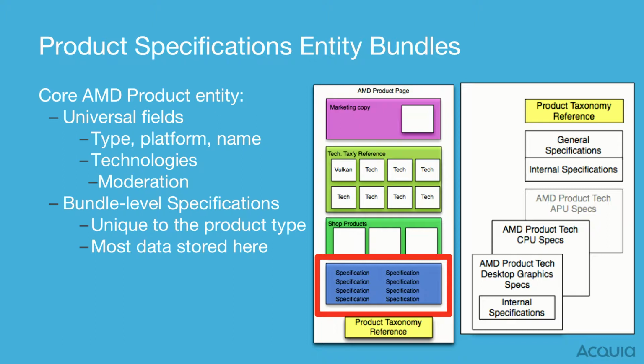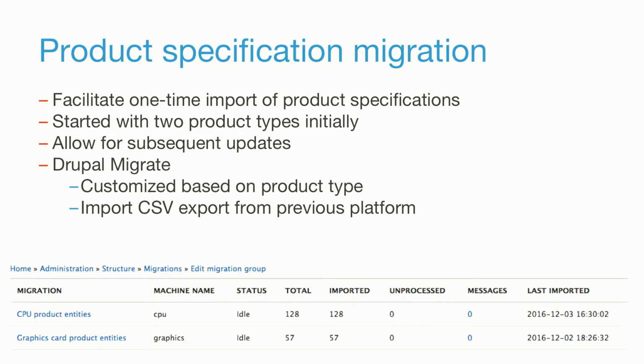But beyond that, we split them out into separate field bundles. Each product type has its own specific set of fields. So the CPU products are going to have different fields than the GPU products, and so on. Next slide.